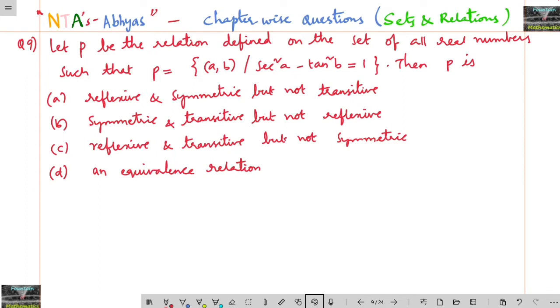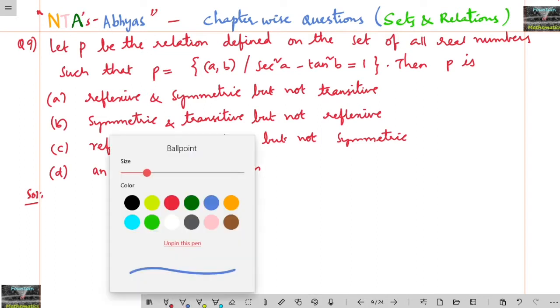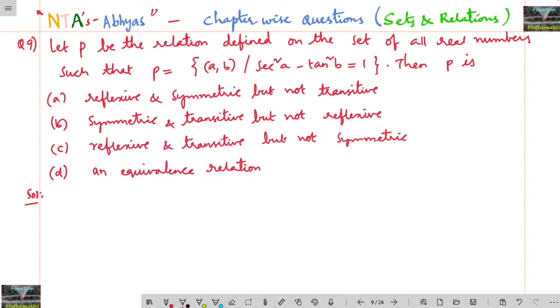Okay, let's go to the solution. So given set P is equal to (A, B) such that secant square A minus tan square B is equal to 1.